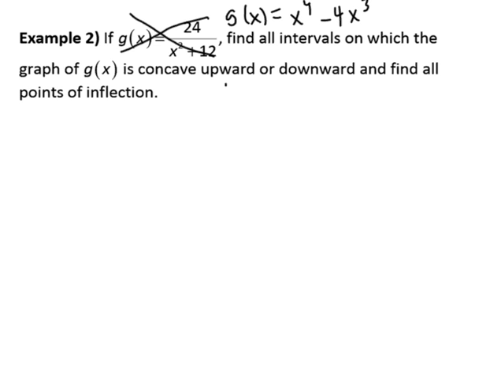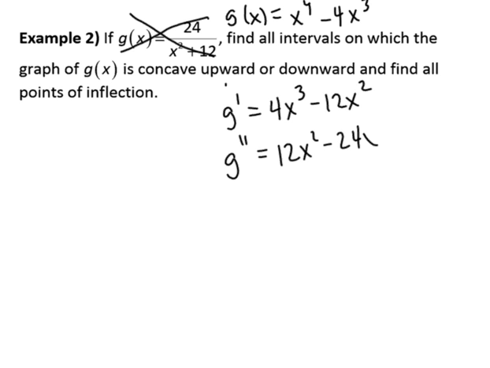Okay, so we want to find all the intervals on which the graph is concave up or down and find all the points of inflection. So we need to find the second derivative, but before that we have to find the first derivative. So g prime will equal 4x cubed minus 12x squared. Now, I don't have to do anything. They did not ask me anything about increasing or decreasing, so I'm going to go straight to g double prime. So that would be 12x squared minus 24x.